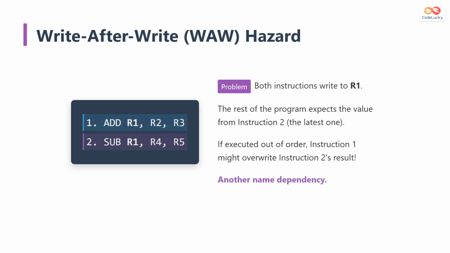The second type is the write-after-write hazard, or WAW. Here, two instructions both try to write to R1. The rest of the program expects the final value of R1 to come from the second instruction. If we execute them out of order, the first instruction might overwrite the second one, leaving the wrong value in the register. Again, this is just a conflict over the name R1.